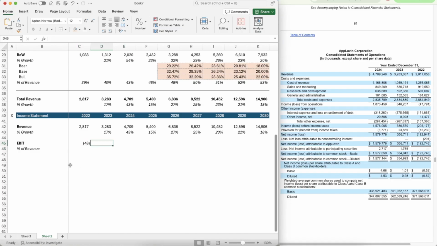So the EBIT was negative 48 million for 2022, but then it swung into positive at 648 million. Then it's 1.873. So I think the EBIT's pretty good.